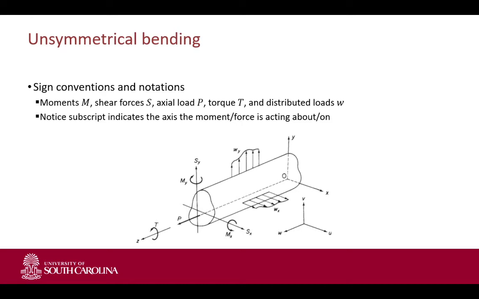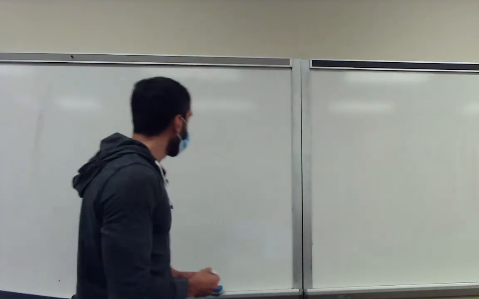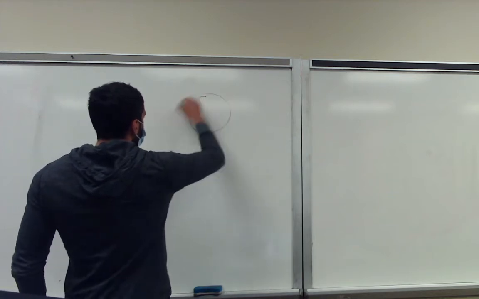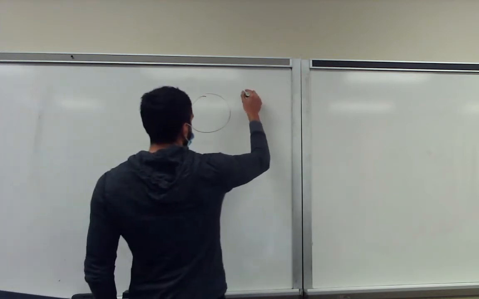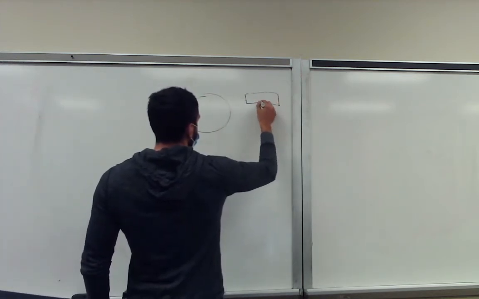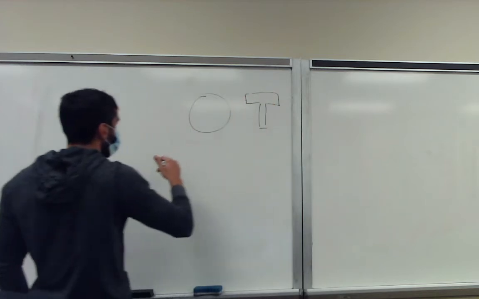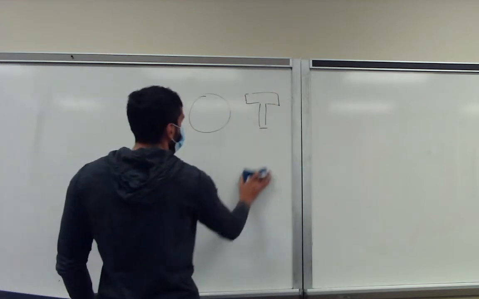So with this said, we can look at basically asymmetrical bending. Up to now, we always assumed that our cross section had a plane of symmetry, but that of course is not always the case. So let's go back. What happens when our cross section is no longer symmetric? It's no longer a T section or an I section, but it's like potato shaped.